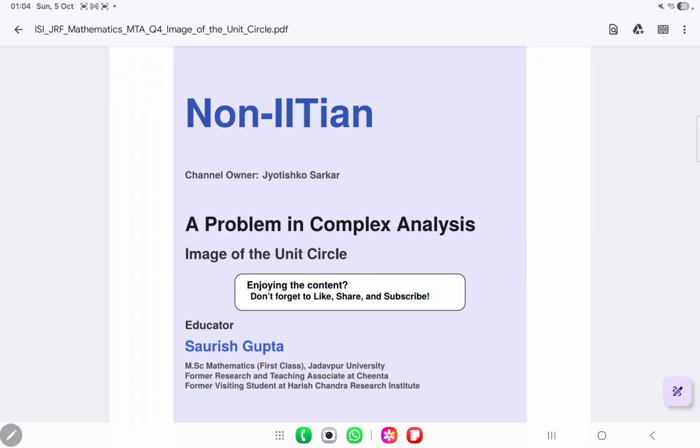Welcome to non-IITian. In this lecture we are going to discuss a problem from ISI JRF 2025 MTA, and the problem is in complex analysis where we discuss the image of a unit circle under certain conditions.